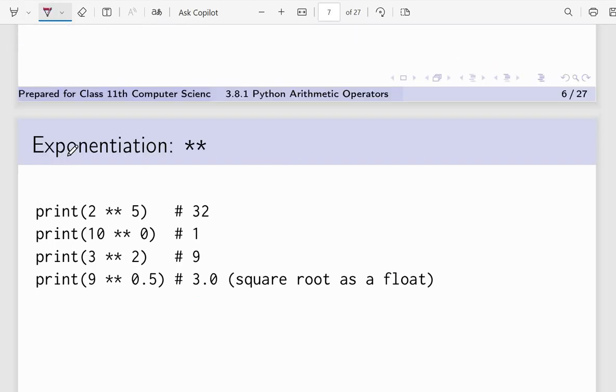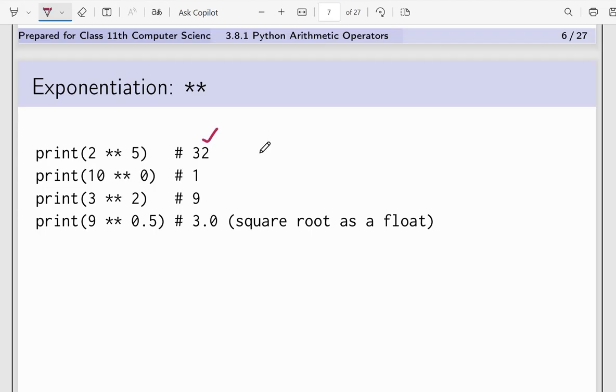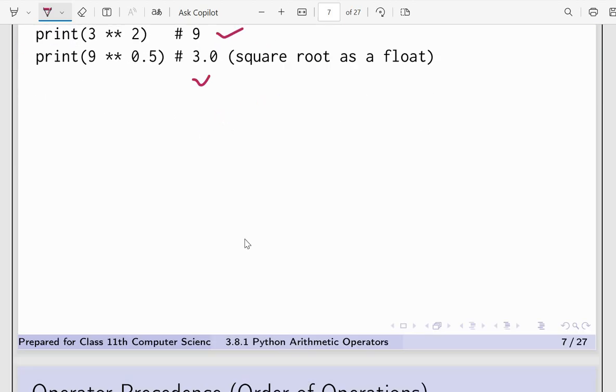In the case of exponential power, 2 raised to the power 5 will give you 32. 10 raised to the power 0 equals 1, 3 raised to the power 2 equals 9, and 9 raised to the power 1 by 2 is 3, the square root as a float.